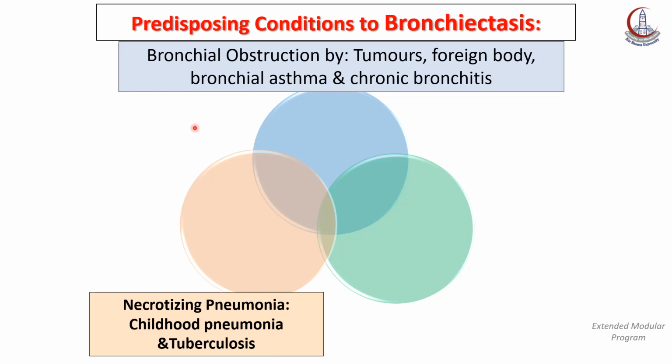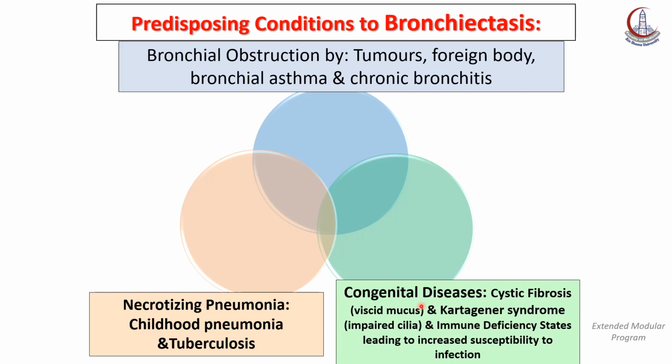The first one is bronchial obstruction by tumors, foreign body, bronchial asthma, and chronic bronchitis. Chronic inflammation like necrotizing pneumonia, childhood pneumonia, and TB. The third factor, congenital diseases like cystic fibrosis. In cystic fibrosis, there is viscid or thick mucus, and Kartagener syndrome. In this syndrome, the movement of the cilia is impaired.